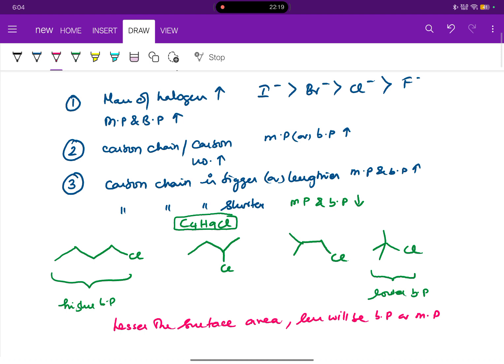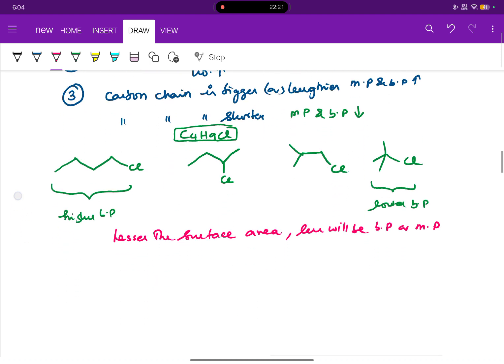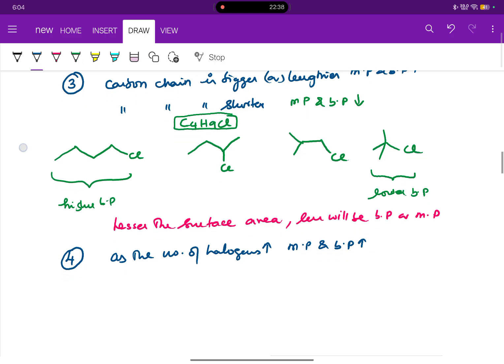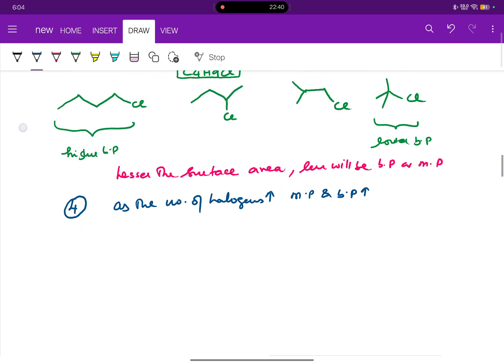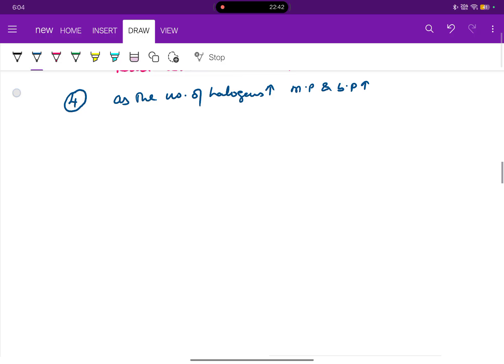Sir, what are the other factors? As the number of halogens increases, melting point and boiling point will also increase. Greater the number of halogens, greater will be the melting point and boiling point.